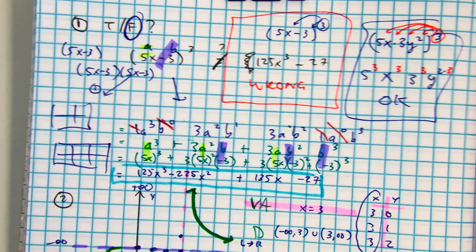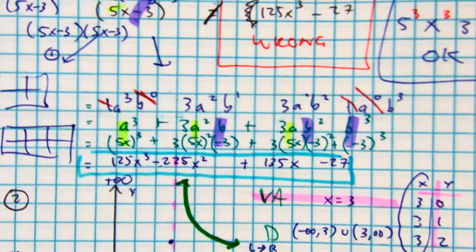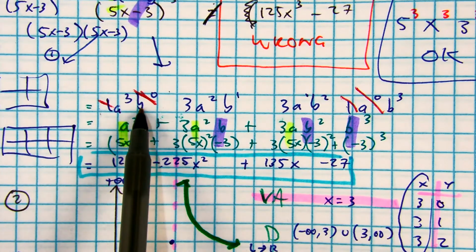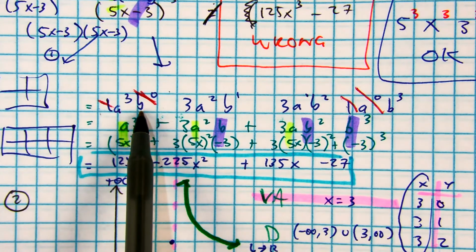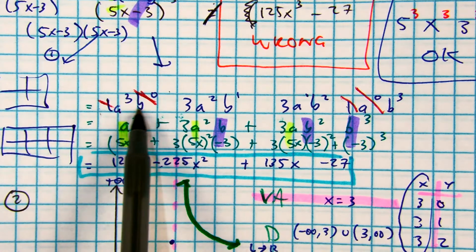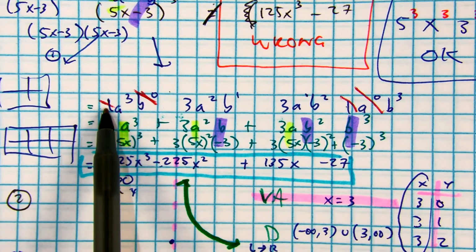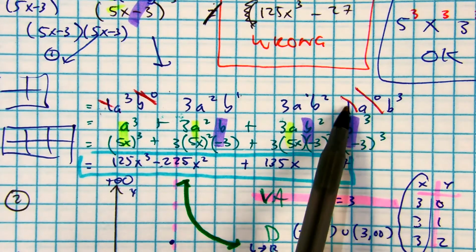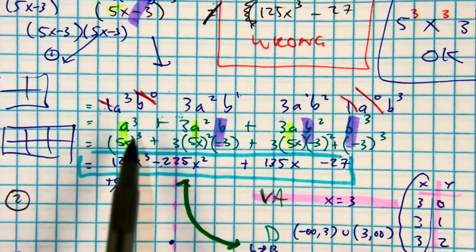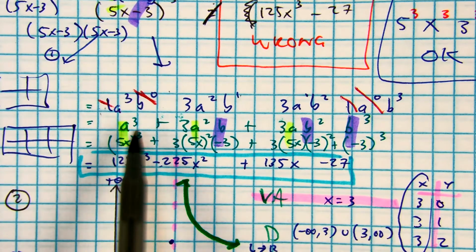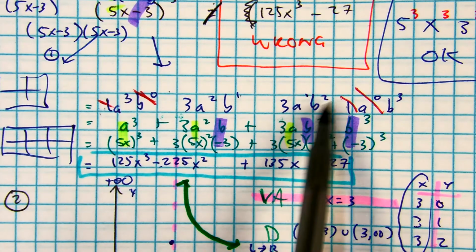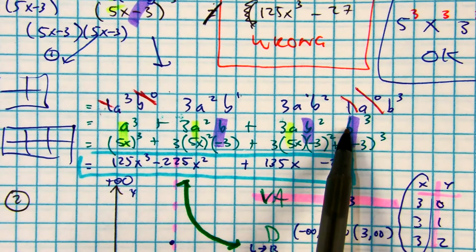I crossed off in red here all of those that are not important. B to the 0 power is equal to 1, so I don't need to write a 1 here or here. This first power is not important either, and this one and this one are not important as well. So I'll get a cubed, 3a squared b, 3ab squared, and b cubed.